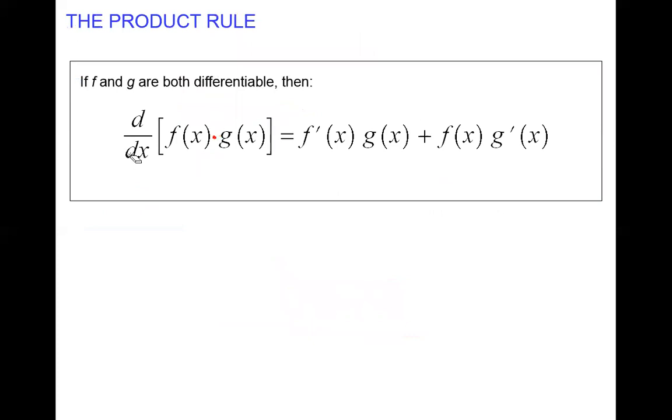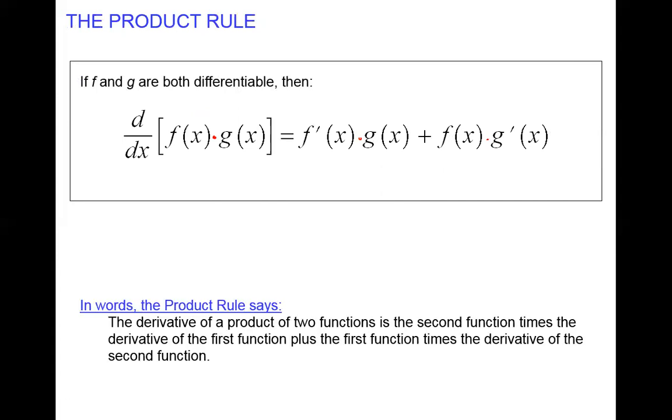The derivative of the product f times g is equal to the derivative of f times the original function g, plus function f times the derivative of function g, which I can write as f prime g plus f g prime. Okay, and now we can try a few examples.